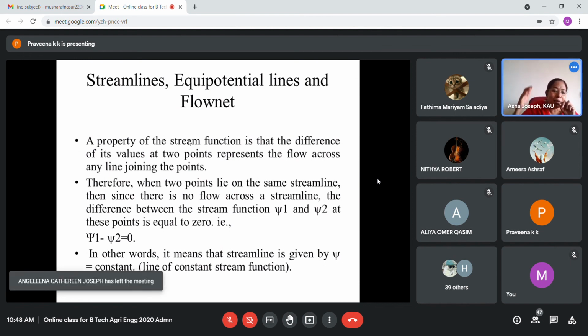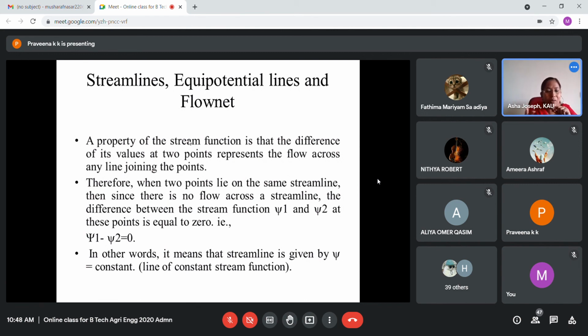When you are studying the advanced things, you have to understand all this. For the time being, try to understand what a flownet is, what an equipotential line is, and that the stream function and potential function are orthogonal.